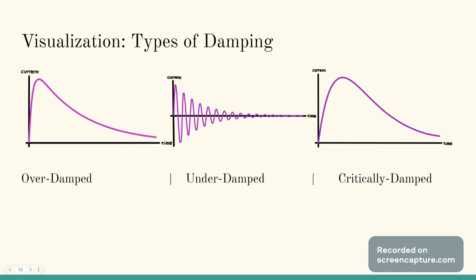And moving on, here is a visualization of the types of dampening from over to under to critically damped. You can quite clearly notice that overdamped and critically damped look very, very similar, while the underdamped is wildly different, being a sinusoidal wave function instead.